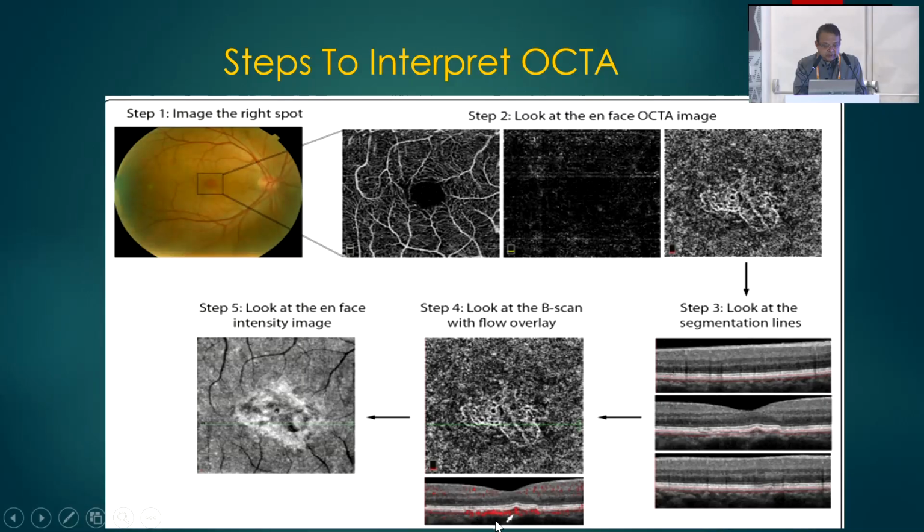This red thing that you see here is the flow overlay. This tells what the flow is in this lesion. For lesions like PCV, where the flow is very minimal, you will not get any flow overlay. And these are the structural images, or infrared images, of the retina, how you see the retina.